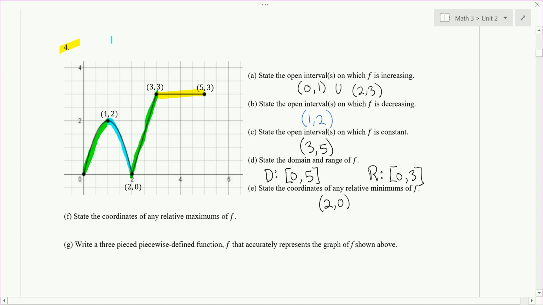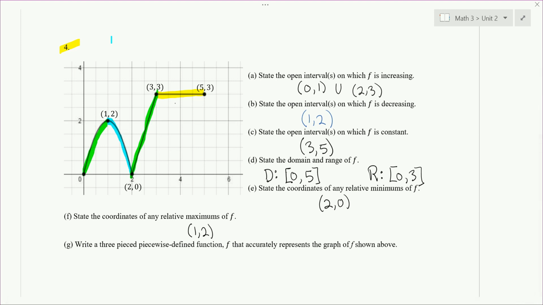F, state the coordinates of any relative maximums of f. A relative maximum is a point where it changes from increasing to decreasing, so from green to blue in my picture. And that only happens at the point (1, 2). Again, the point (3, 3) is not a relative maximum, nor is (5, 3), because those are not points where it's changing from increasing to decreasing.